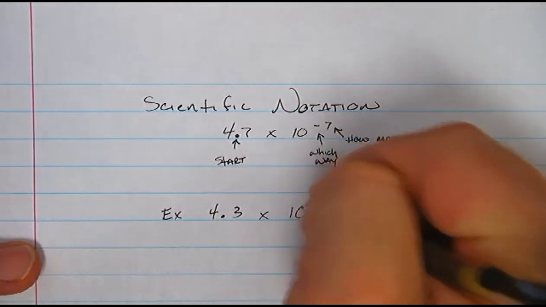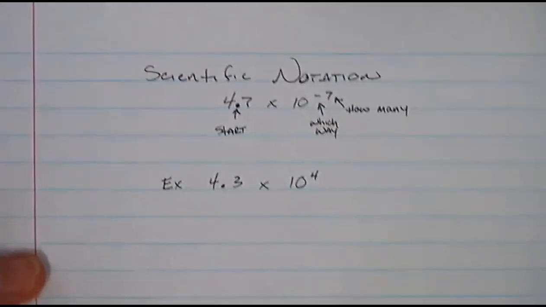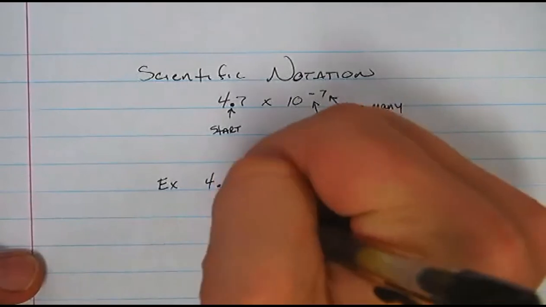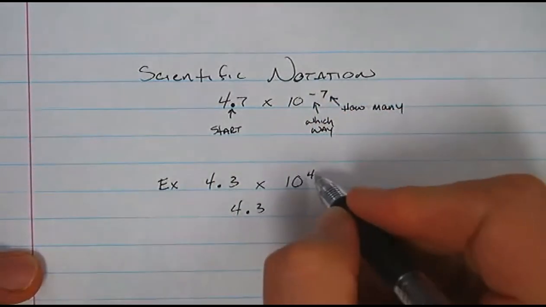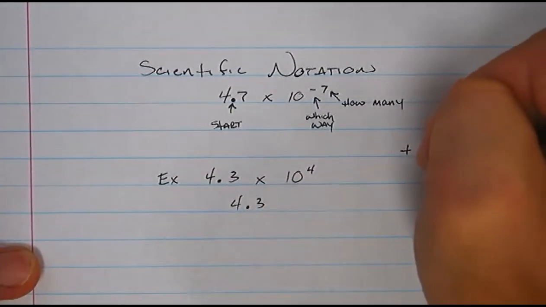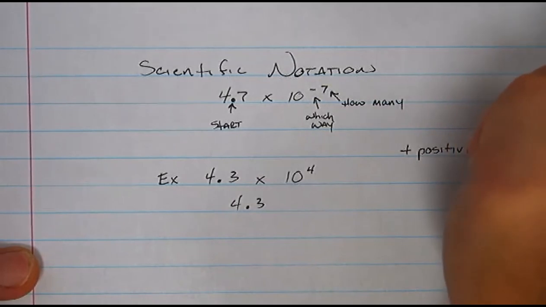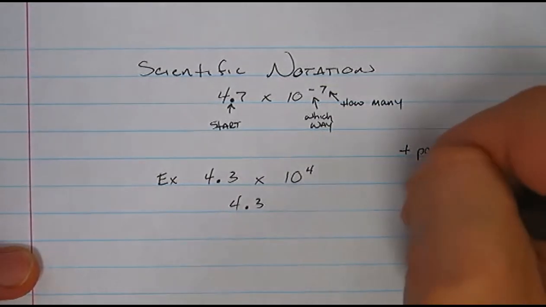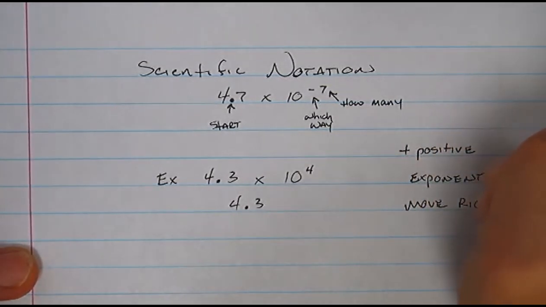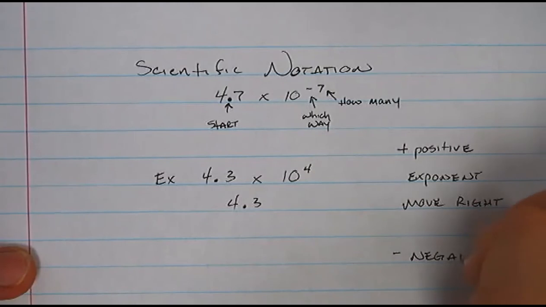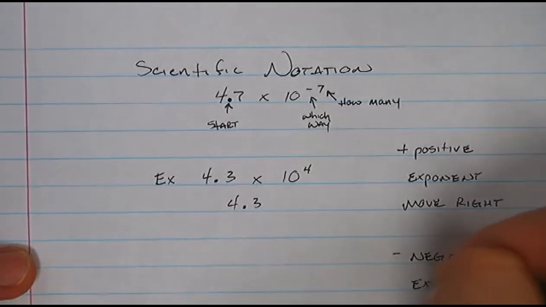We'll do 4.3 times 10 to the 4th, just to keep things simple. So is this a rational number? Yes, it's definitely a rational number. But what is it? You take that 4.3. This is a positive 4, so I'm going to be moving right. Positive exponent, move right. Negative exponent, move left.